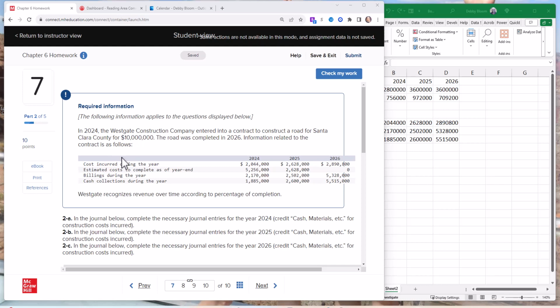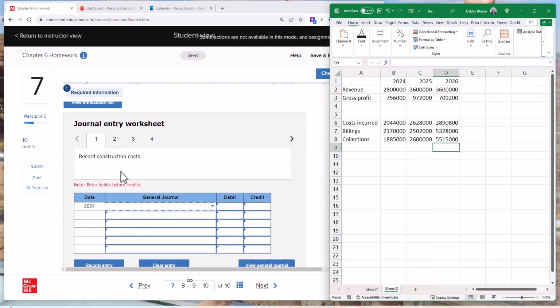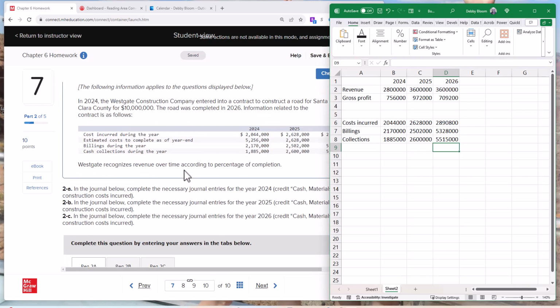In this video, we're going to go over your Chapter 6 homework, problem number 7, which is the journal entries on the percent of completion method of construction contracts. What we're going to do is go down the journal entries line by line each year. So what I've done is I've put the numbers over here, since in your book they didn't put the numbers in with the journal entries.